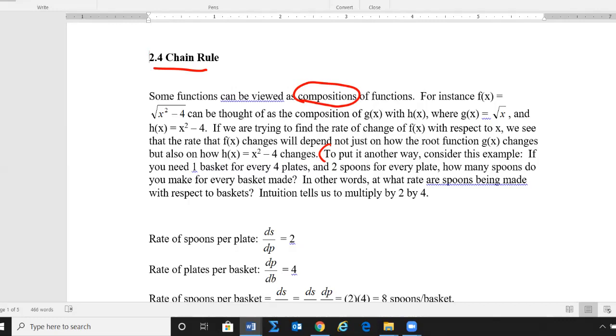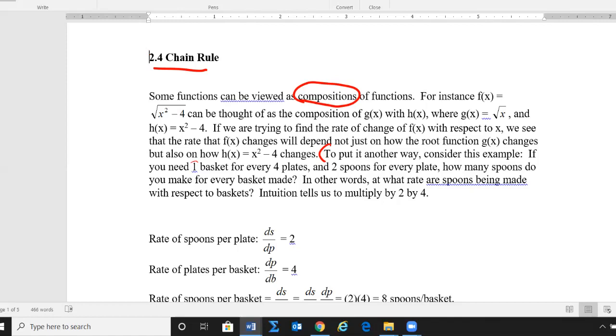And you can probably tell that you're going to just have to look and say, well, for every plate, I need 2 spoons. If I have 4 plates, then I'm going to need 4 times 2 spoons for every 1 basket, because each basket contains 4 plates. So intuition kind of tells you that just multiply the 2 by 4.